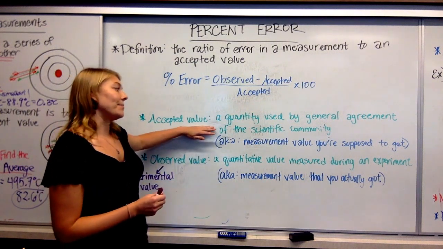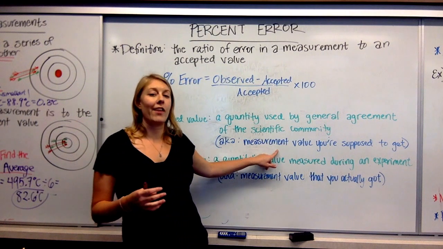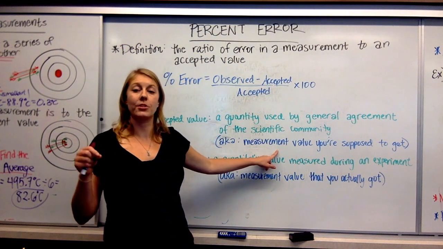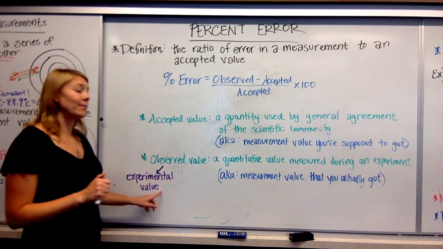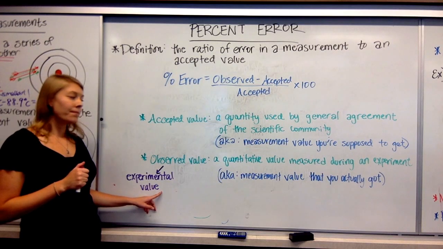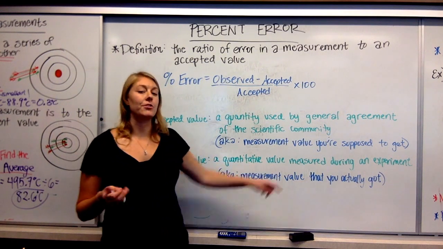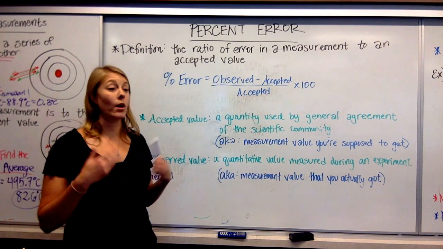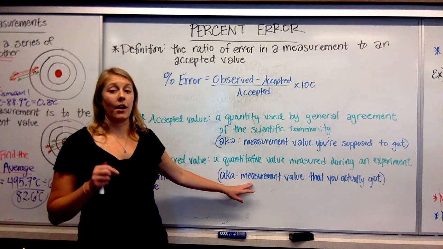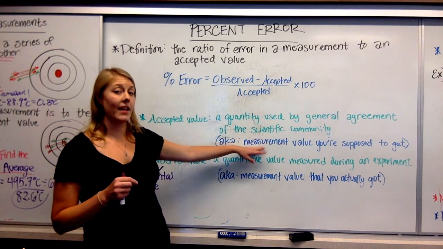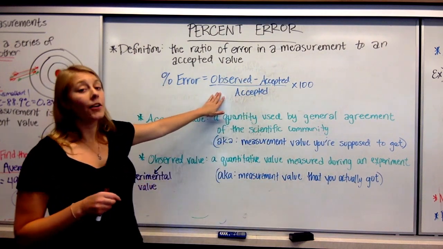Okay, so this accepted value, when we're thinking about it in maybe simpler terms, is the measurement value that you're supposed to get in the lab. Whereas the observed value, which we sometimes call the experimental value, is the value we get in an experiment, right? A quantitative value measured during an experiment. So when we go into the lab, whatever value we get, this is the measurement value that we actually got. The accepted is what you're supposed to get, observed is what you got, okay? Now we can use all of this to actually calculate our percent error.